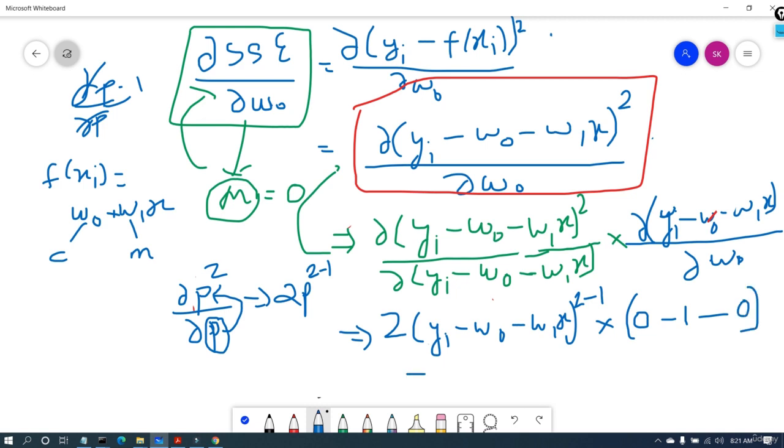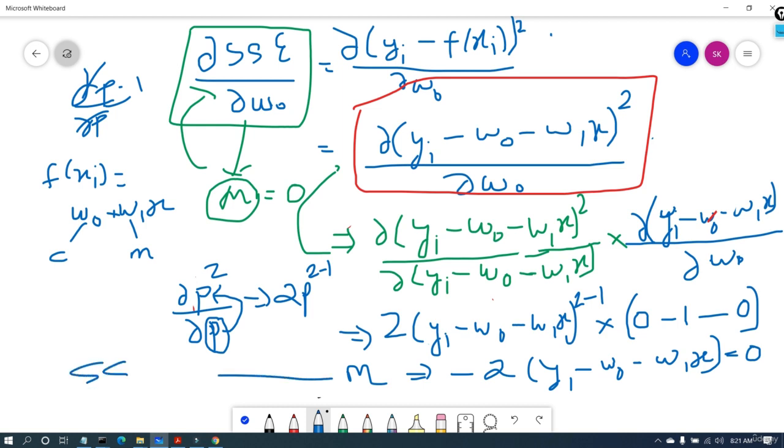So now if I multiply this, the outcome will be -2, because this minus will be from here, and our equation becomes yi minus omega naught minus omega 1 x. So this is our equation of a slope. Now if I set it equal to 0, then that will give us one global minimum on the curve, where our sum of squared error will be minimum. And we only did this in the case of omega naught.